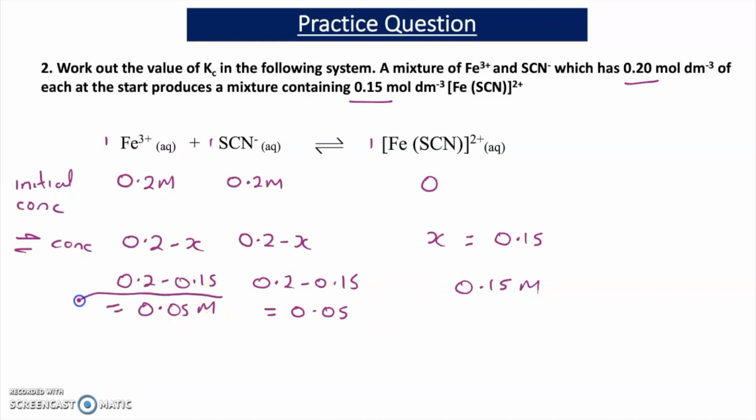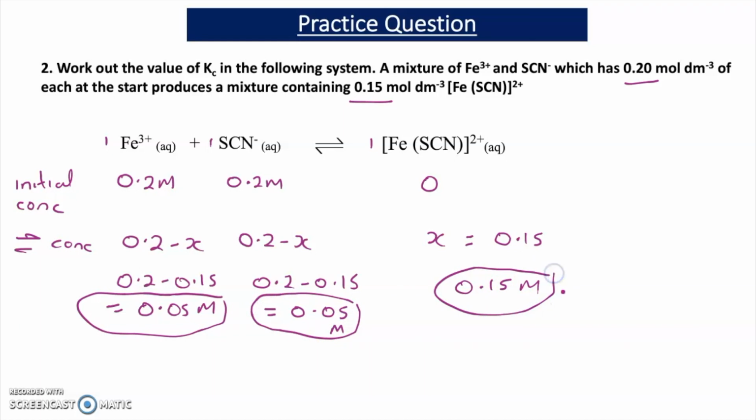So I just substitute in this value to work out the different equilibrium concentrations. So for Fe3 plus it'll be 0.2 minus 0.15, which will be 0.05 moles per decimeter cubed. It'll be the same concentration for SCN minus, 0.2 minus 0.15. And for the concentration of FeSCN2 plus, it will be 0.15 moles per decimeter cubed because that was given to you in the question.